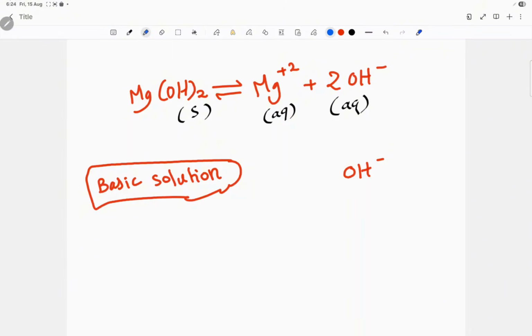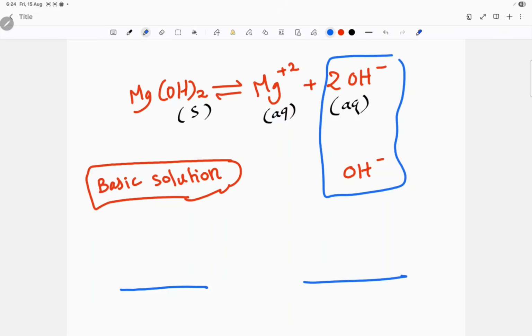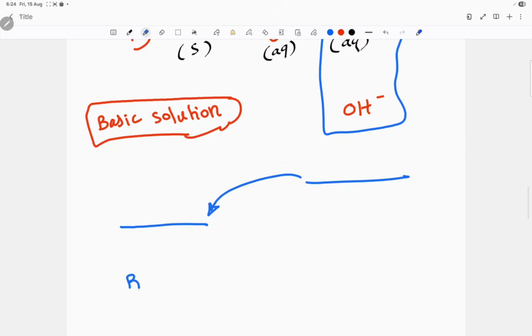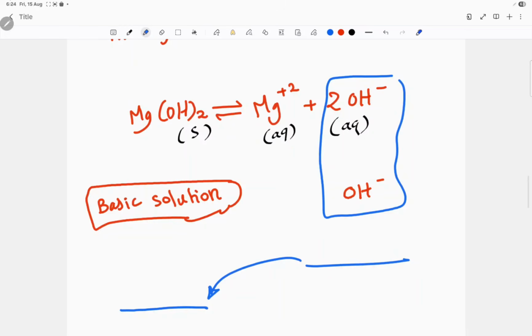Now, you have a lot of OH on the right side, correct? Yeah. So now you have left side and right side, and your right side is more than before. It shifts to the left. So the reaction shifts left. That means Mg(OH)2, which is solid, will now be formed, which means it will precipitate.